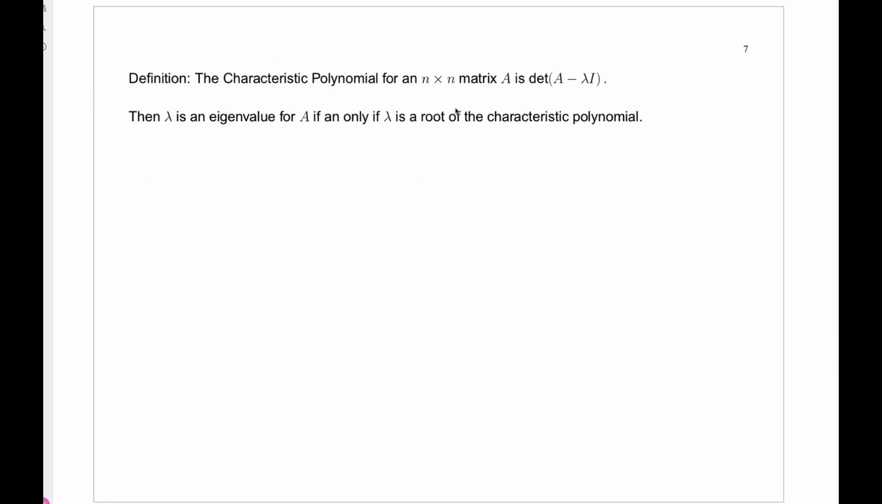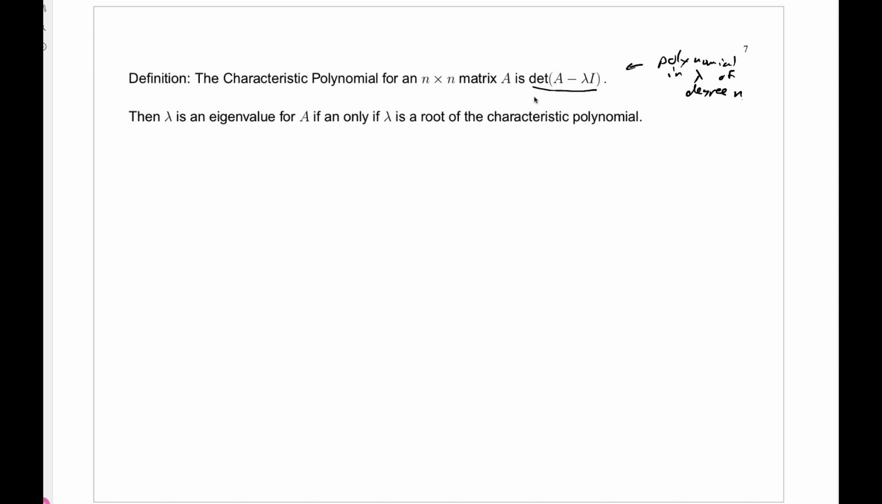Now, if we look at that thing, which is a very important quantity, the determinant of A minus lambda I, we'll call that the characteristic polynomial for an n by n matrix. We'll see an example of this in a minute. This will always be a polynomial in the variable lambda of degree n.